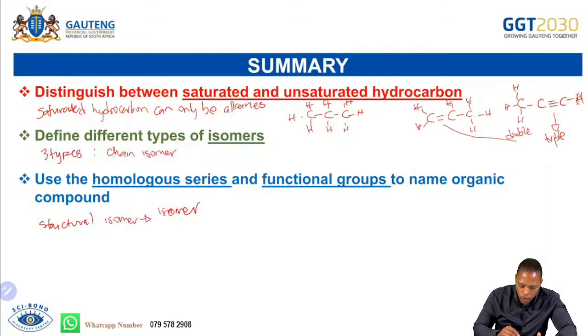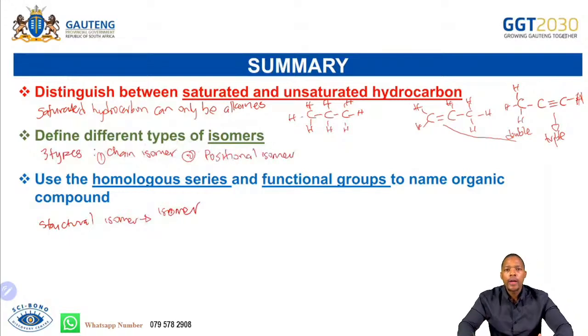Okay, so it could be a chain isomer, number 1. Number 2, it could be a positional isomer. For the positional isomer, we talk of the same molecular formula but a different position of the substituent, or the functional group. Okay, the substituent, the side chain, or the functional group. Sorry about that. The position of the substituent, the side chain, or the functional group.